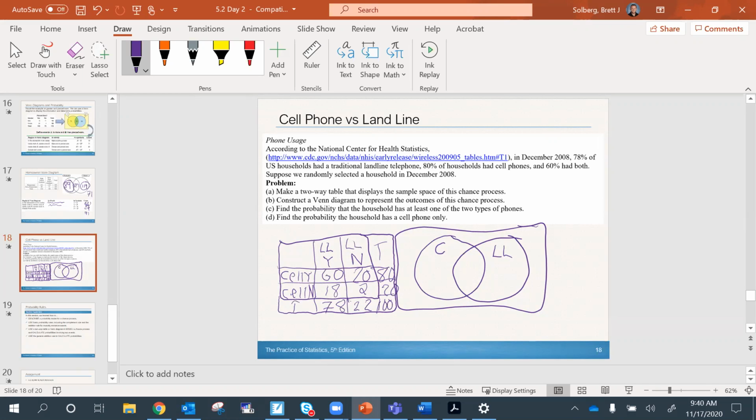Now I've got to check, do these add up every way? And they do. And that means, boom, we've got it. Thanks, Ashley, for your help there.